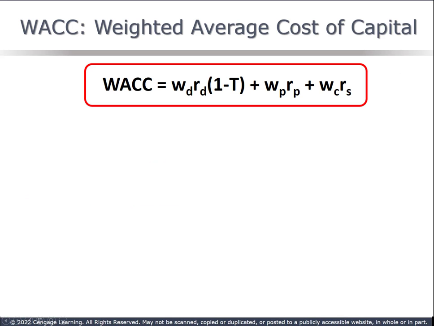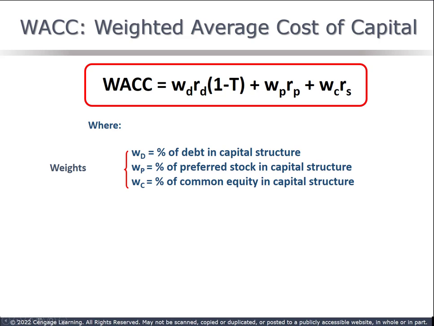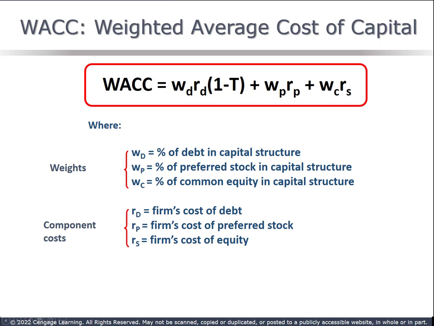This is the weighted average cost of capital formula. The W factors are the weights, the percentage of each component that makes up the funding of the firm. The R components are the cost of each type of capital, the cost of debt, the cost of preferred, etc. T is the firm's corporate tax rate. In this chapter, we'll look at how we arrive at each variable in this equation.